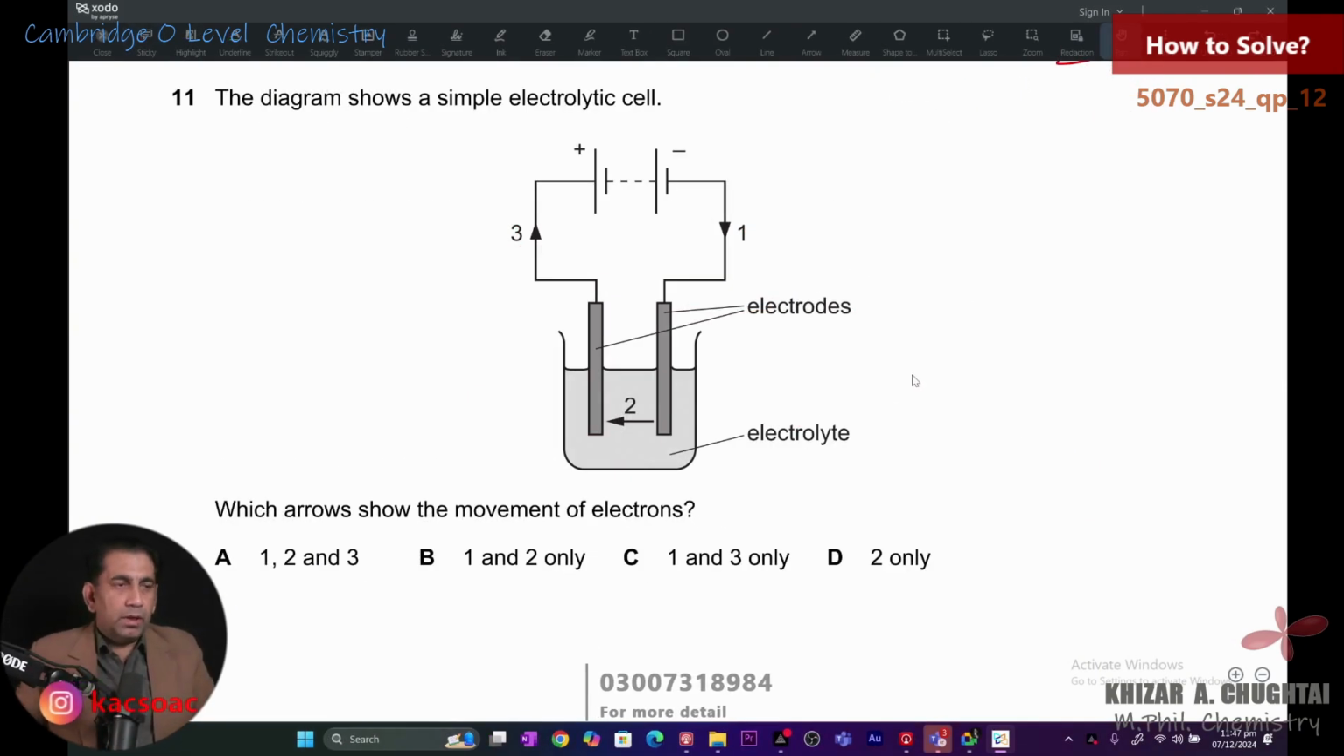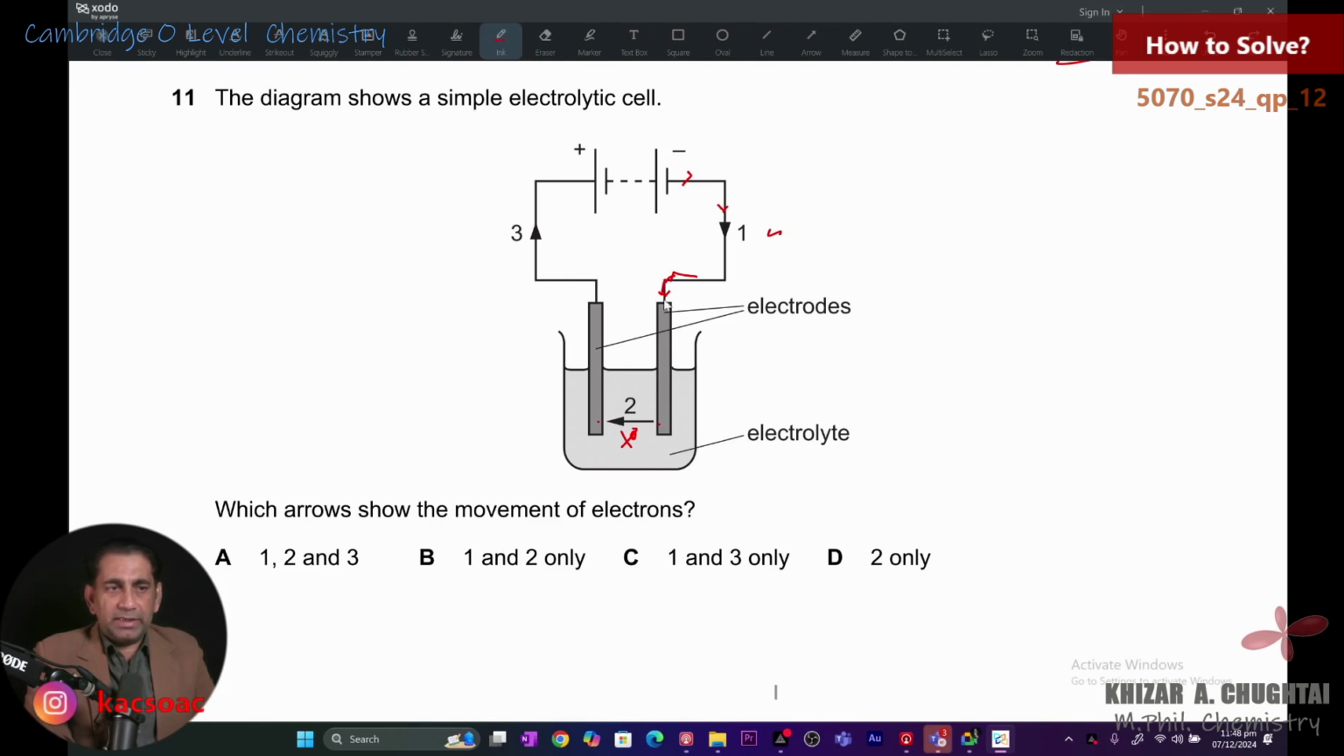Question number 11. The diagram shows a simple electrolytic cell. Which arrows show the movement of electron? A, B, C, D, 4 options as usual. This is one, that is the movement of electron coming from the battery and going towards the electrolytic solution. 2 may be the movement of electron from one electrode to the other. That is incorrect. During the course of electrolysis, there is no movement of electron through the solution. The movement of electron is only possible through the wire.